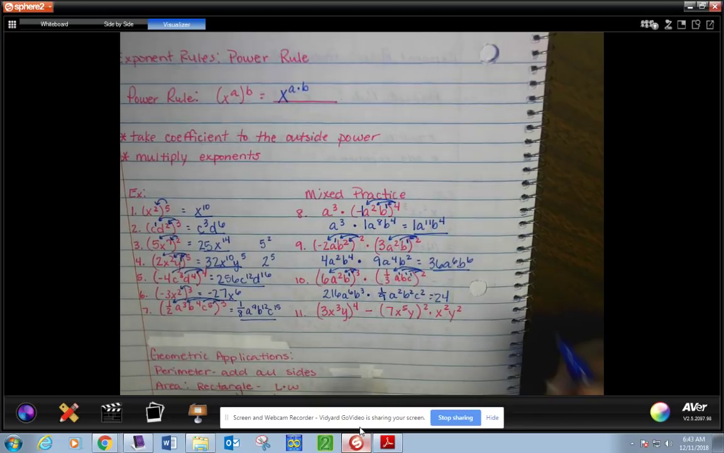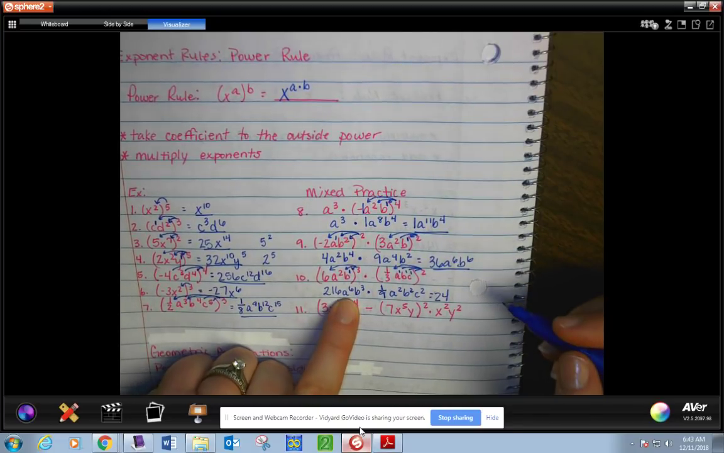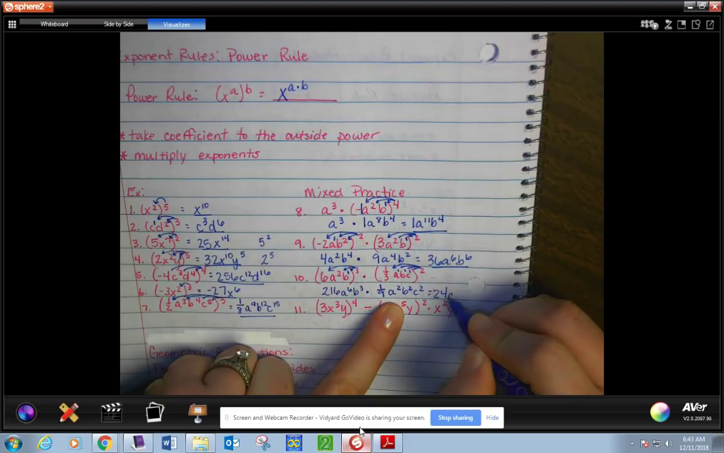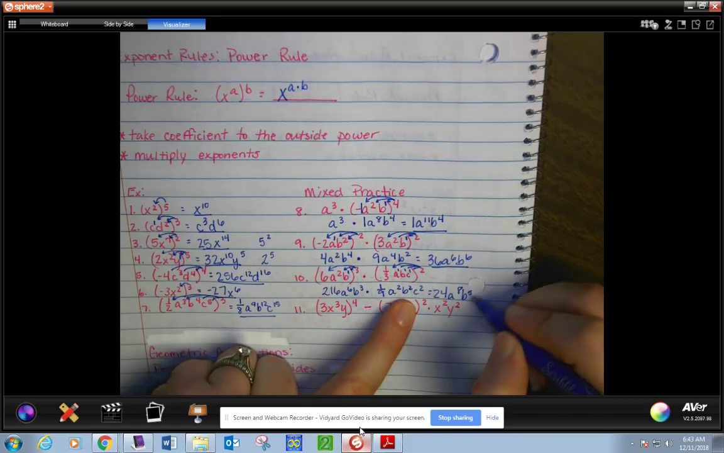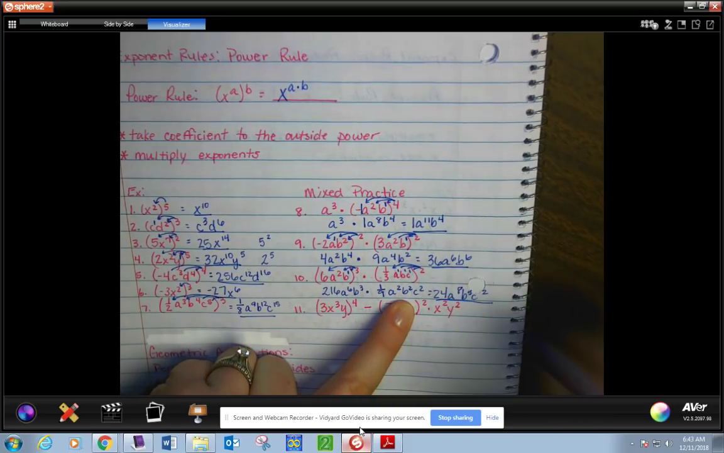And then you take care of your letters. You're just going to add them. A6 and A2 make A8. B3 and B2 make B5. And I only have C squared, so I bring it over. And there's my answer.